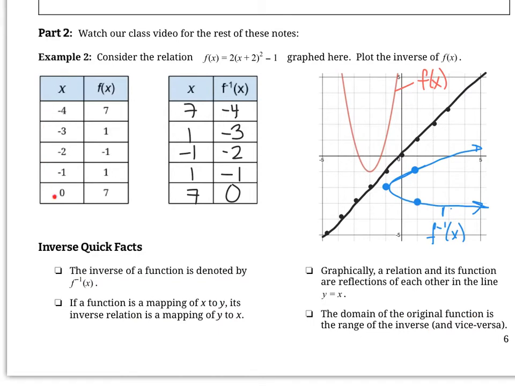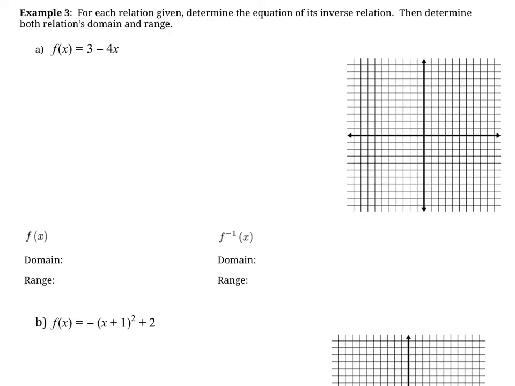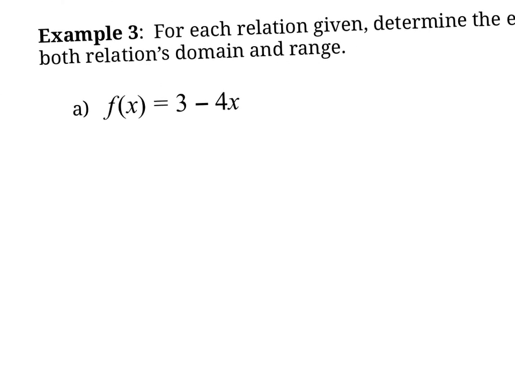We can see in this example here is the domain of the original: -4, -3, -2, -1, 0. Those are just some elements of the domain. And you can see that it now becomes the range, the y values of the inverse. The same goes for the range of the original too. Here are elements of the range of the original, and now they are the x values, or the domain, of the inverse. Now instead of working with a graph, let's work with the equation.